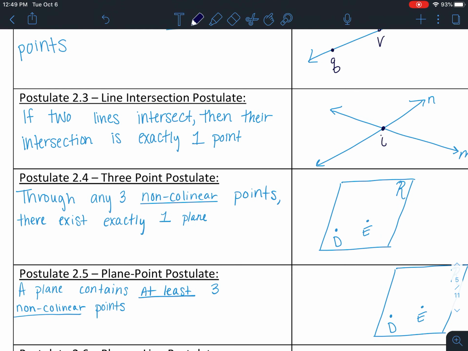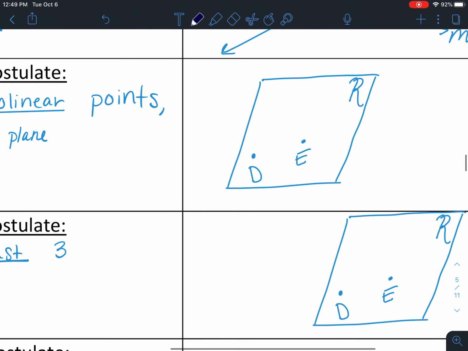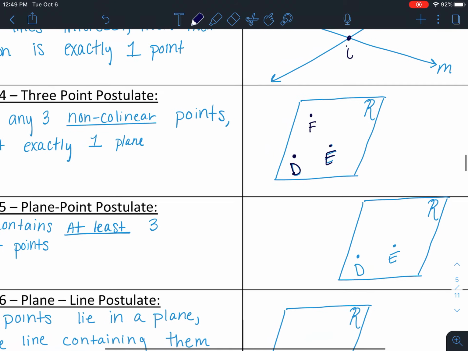2.4. Through any 3 non-collinear points, there exists exactly one plane. So we're going to draw here 3 non-collinear points. Here's my one, that's D. Here's another point, E. And I'm going to do another one over here. We'll label that one F. So any 3 points, bam, I have my plane. Alrighty, let's go on to the next one.